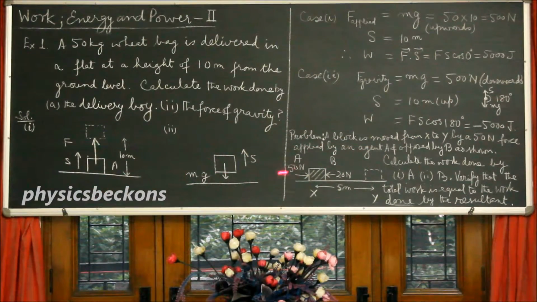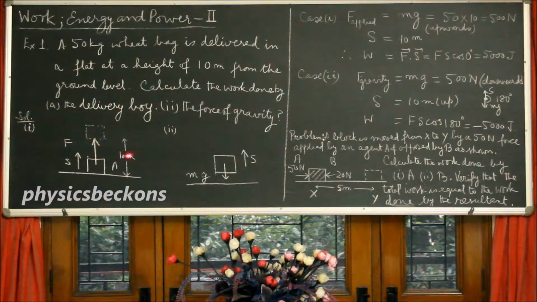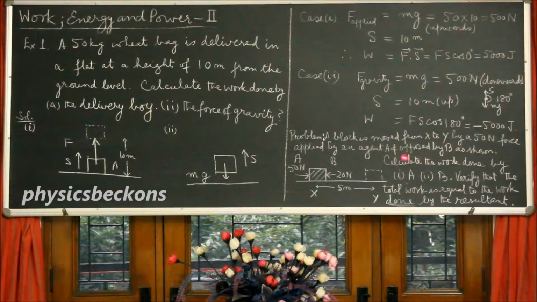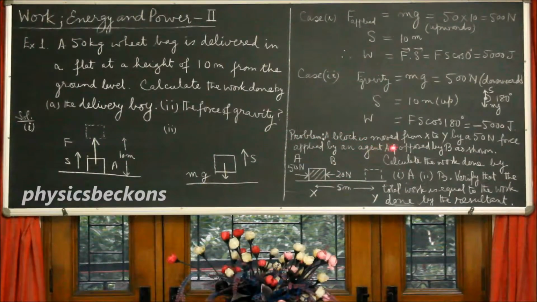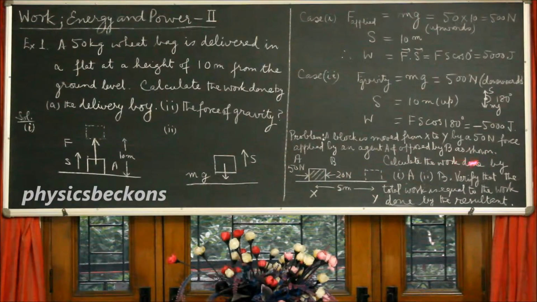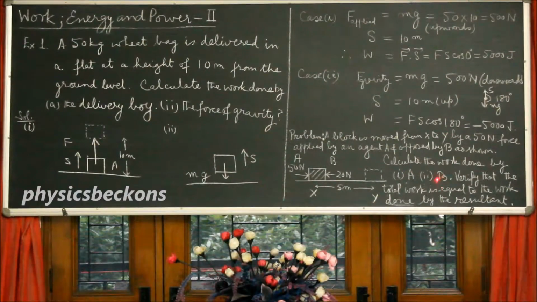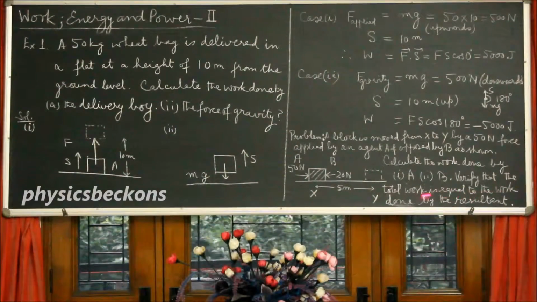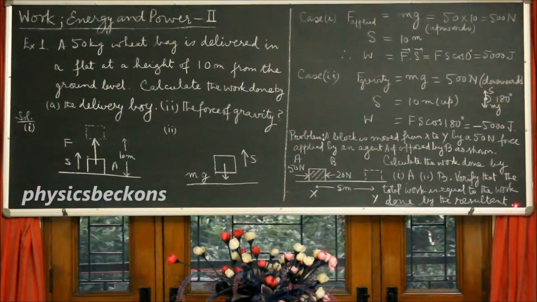Now, you can apply this solution to Example 1 in a similar manner to this problem. We have a block being moved from X to Y by a 50 Newton force applied by an agent A and opposed by B as shown. B may be another agent or may be the force of friction. You have to calculate the work done by A on the block, by B on the block, and verify that the total work done is equal to the work done by the resultant force.